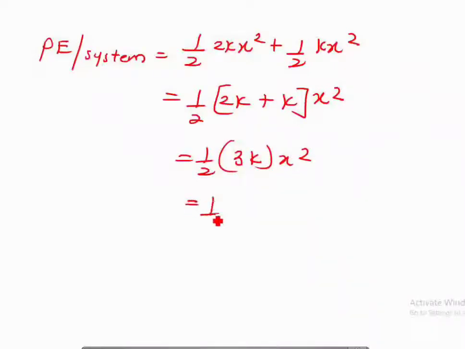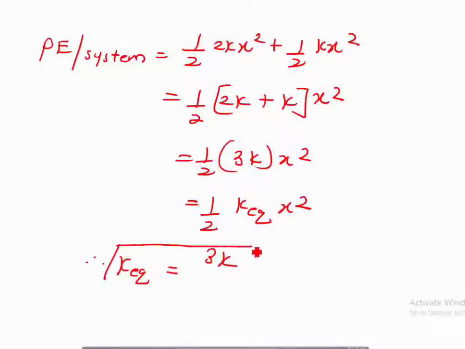So what I am getting is 1/2 k equivalent into x square. So k equivalent is nothing but 3k. This is the second parameter which I found out. Okay, so I hope you have understood this type of problem.